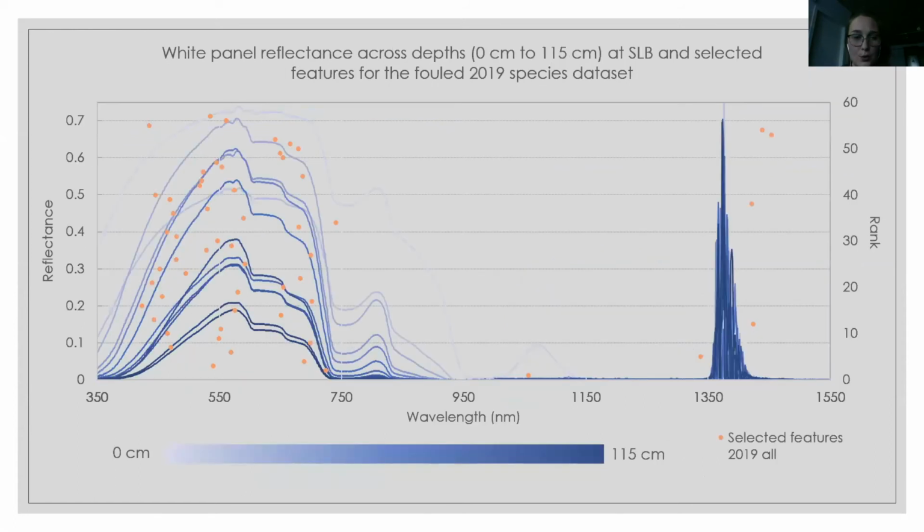So to combine the two portions of my work so far, I've plotted the features selected for one of the 2019 data sets over the water reflectance curves. The features are graphed according to rank, with the lowest rank being the most important features and the higher ones contributing less to the spectral separability. And as we can see, there aren't many important features above that 950 mark, which is great because in situ, we wouldn't be able to see those.